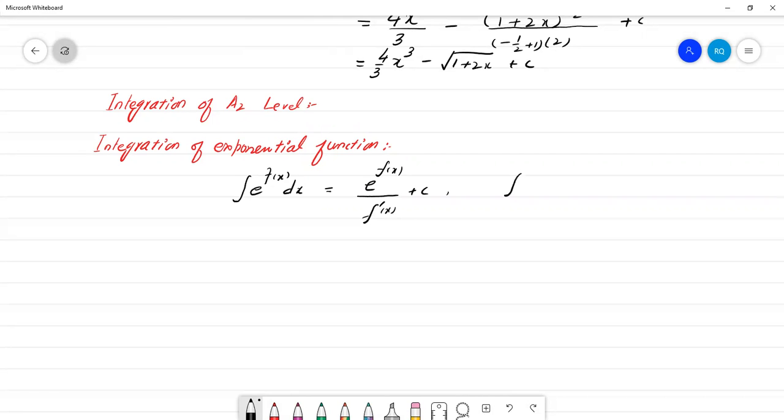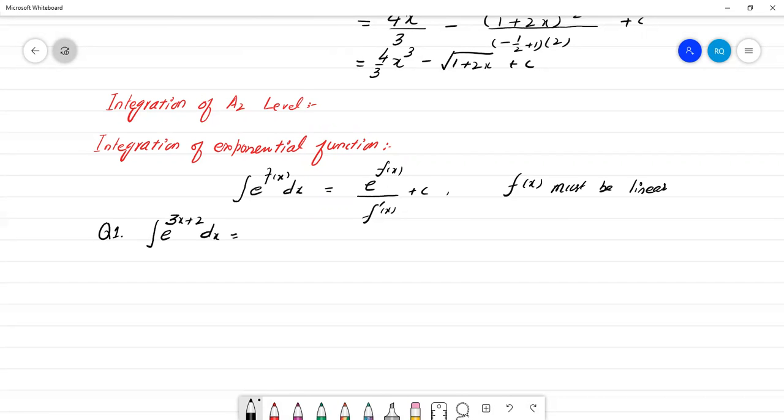But remember that f of x must be linear. So f of x must be linear. Is it clear, beta? Any problem up to over here? No, that's the first formula. I will solve its first example. Question number 1 is the integral of e raised to power 3x plus 2.